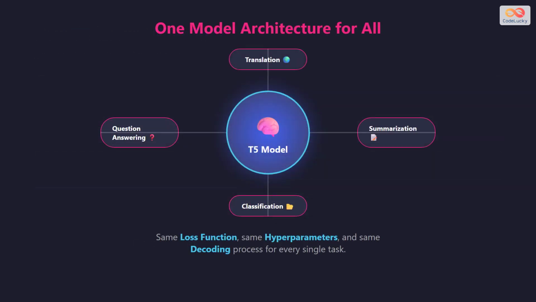This diagram illustrates the power of the unified architecture. Whether we are doing translation, summarization, classification, or question answering, everything feeds into the same central T5 model brain. This creates a highly efficient pipeline where improvements to the core model benefit all downstream tasks simultaneously. It is a true Swiss Army knife for natural language processing.